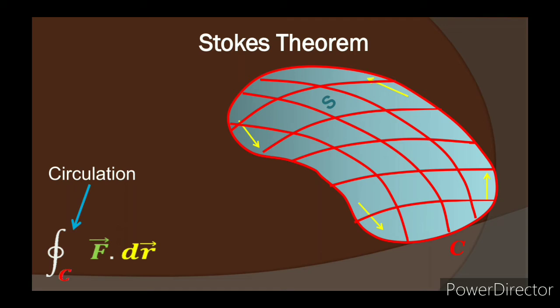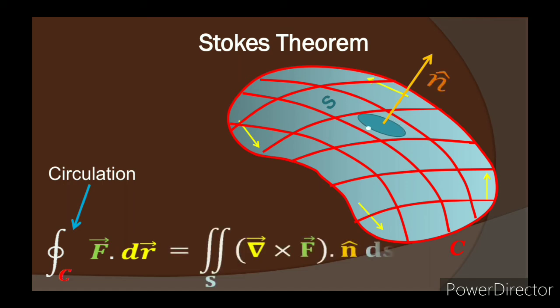Now at the elementary level, the circulation along an elementary closed curve may be considered as the rotational tendency of the vector field around a point on the elementary surface, which is given by a component of curl of f along the normal direction of the elementary surface, that is curl of f dot n cap. If we add this component at each point on the surface S, we get the surface integral of curl of f over S, and which is equal to the circulation along C. This is the Stokes theorem.